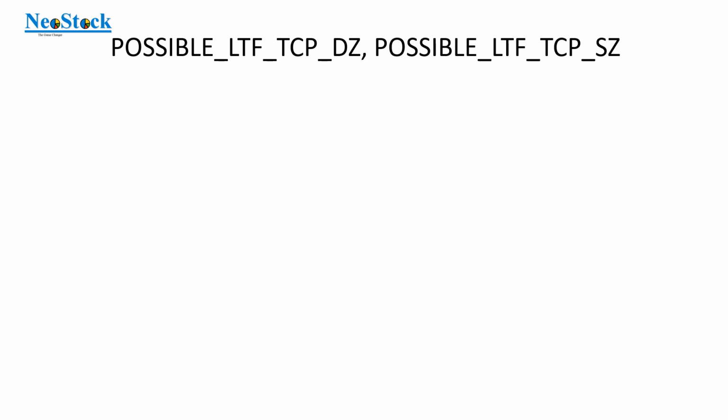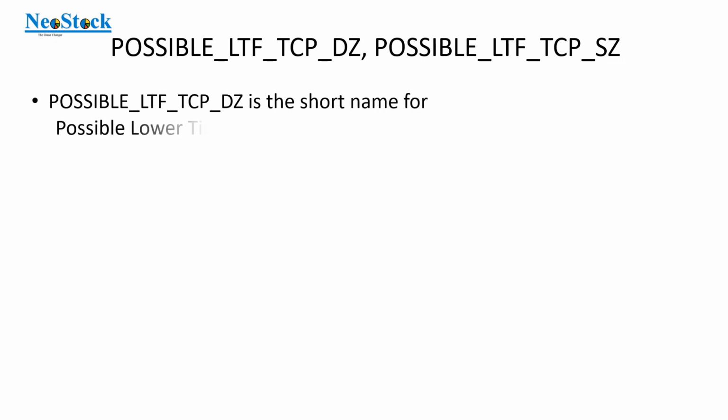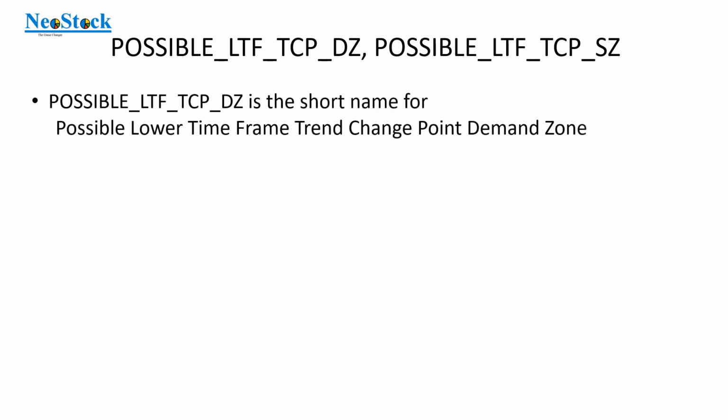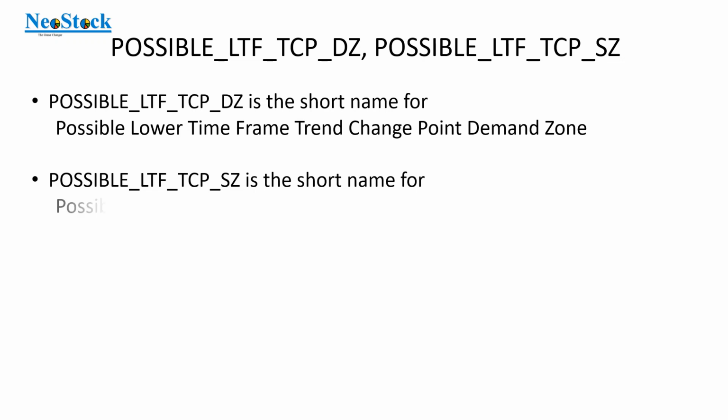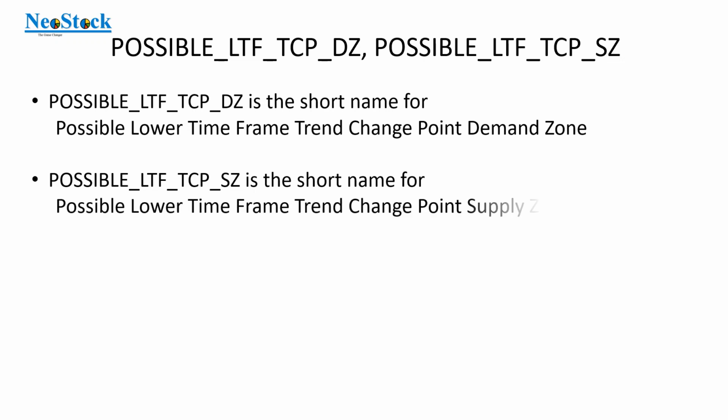So in that we have two types: possible LTF TCP demand zone and possible LTF TCP supply zone. So it is the short name for possible. LTF means, you are already aware, lower time frame. And TCP you already learned in the previous slide. It is a trend change point. Similarly, the other one also, it is a short name for possible lower time frame, trend change point, supply zone.